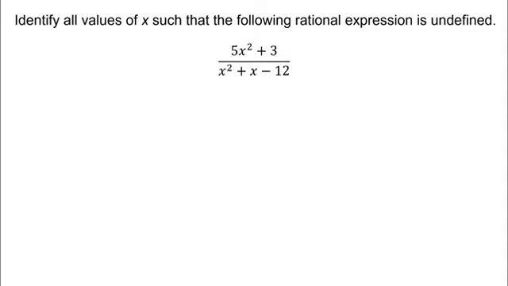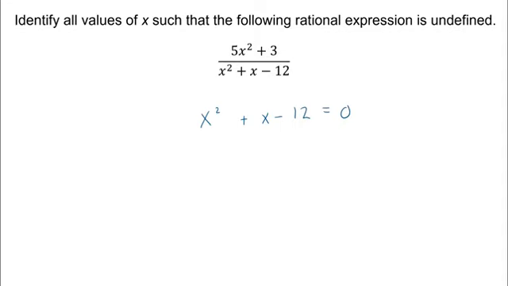To find the restricted values of a rational expression, or to find the DAVs, as I call them, the disallowed values, all we have to do is take the denominator and set it equal to 0. And then solve this equation. And the solutions to this equation are going to be the x's that make the denominator 0. So this is a quadratic equation. Let's solve it by factoring.